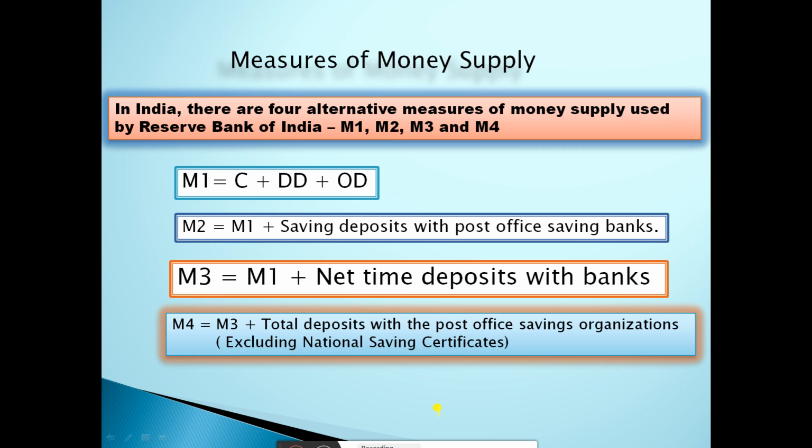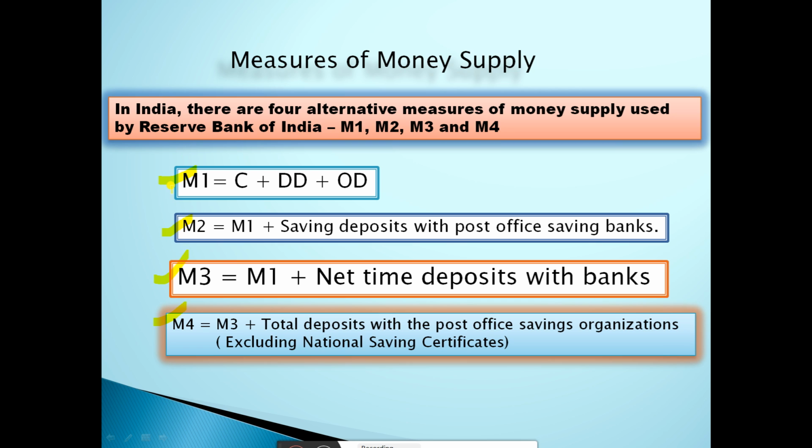Next, here see the Reserve Bank of India. We know that in India the whole monetary condition is controlled by the Reserve Bank. To measure the money supply, meaning how much money exists in the economy at a particular point of time, the RBI uses four alternative measures. They are M1, M2, M3, and M4.